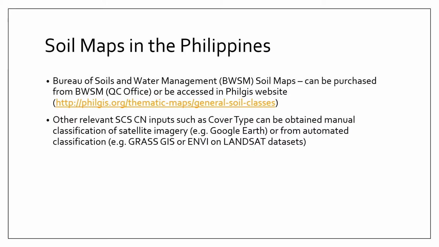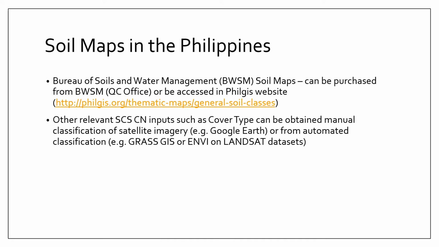All right. Now for practical reasons, if you're intending to do hydrologic studies, like for your thesis or for your project, note that since the SCS-CN method is heavily dependent on soil type and land use, I'm showing you some sources where you can find your data. So soil maps can be found in the Bureau of Soils and Water Management, or you can actually access the PhilGIS website given in the link below.